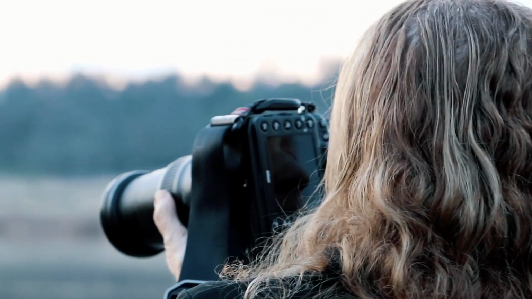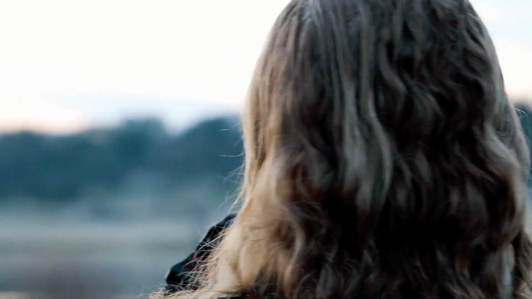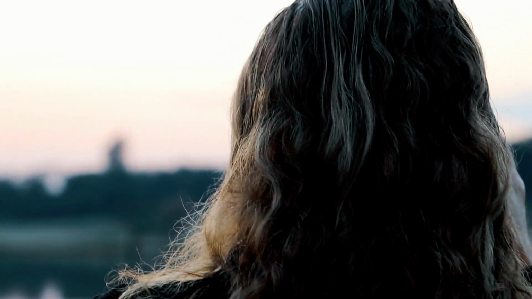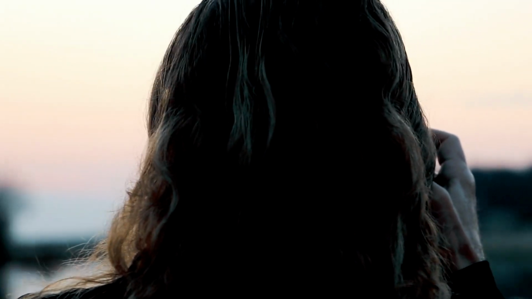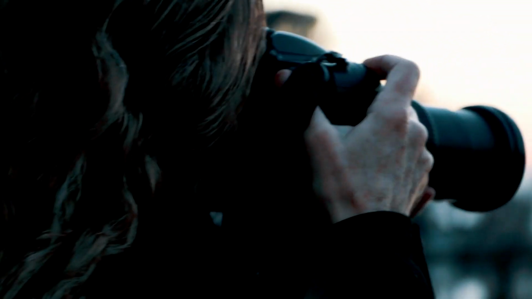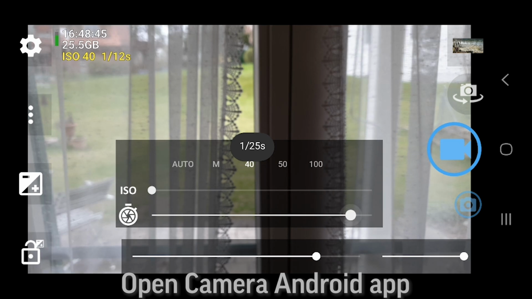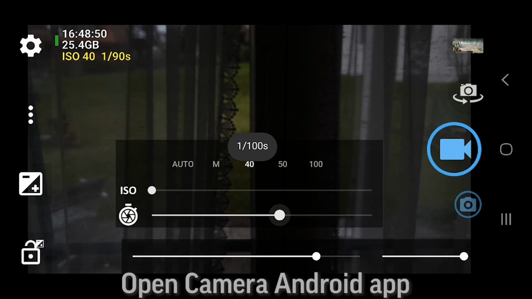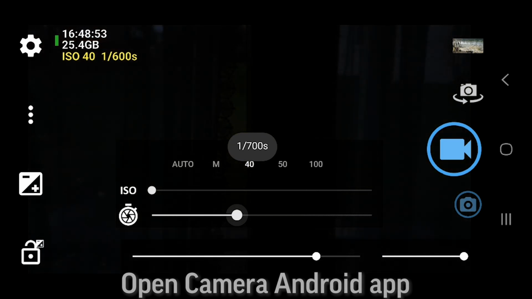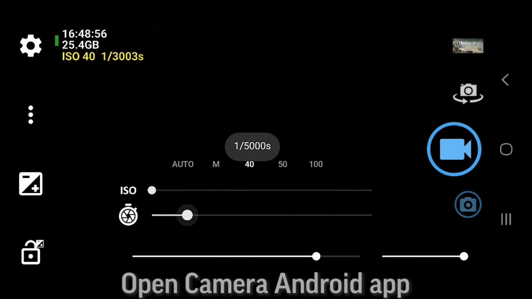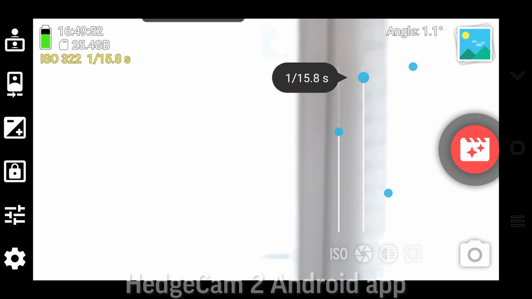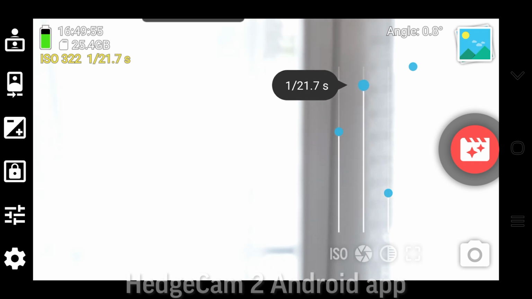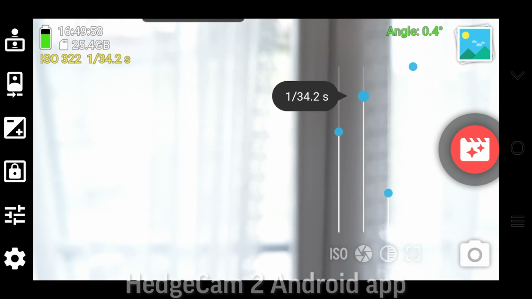While FiLMiC Pro seems to follow the 180-degree rule, other camera apps and digital cameras do it differently. For example, some DSLRs can shoot at 24 frames per second but have no 1/48th of a second shutter speed available. Meanwhile, free Android app Open Camera allows me to set shutter speeds from 1/5 of a second up to 1/10,000th of a second in increments that appear to be unique to the app. And the Open Camera app clone, HedgeCam 2, dispenses with whole numbers altogether, allowing shutter speed to be adjusted to a decimal point of a fraction of a second.